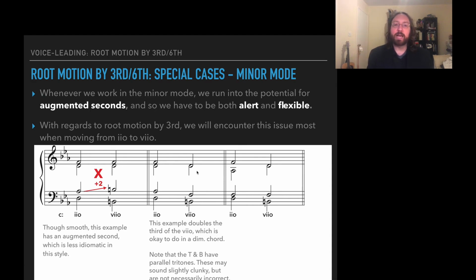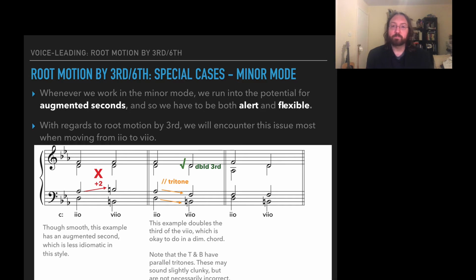We should note that the tenor and bass have parallel tritones. It's not actually a voice leading error, and one of them is also sort of hidden in a middle voice. So it's not great, but it's certainly better than an augmented second, which will feel quite strange. So there we see the doubled third, absolutely okay, and we see the parallel tritones, not superb, but absolutely fine in this style.